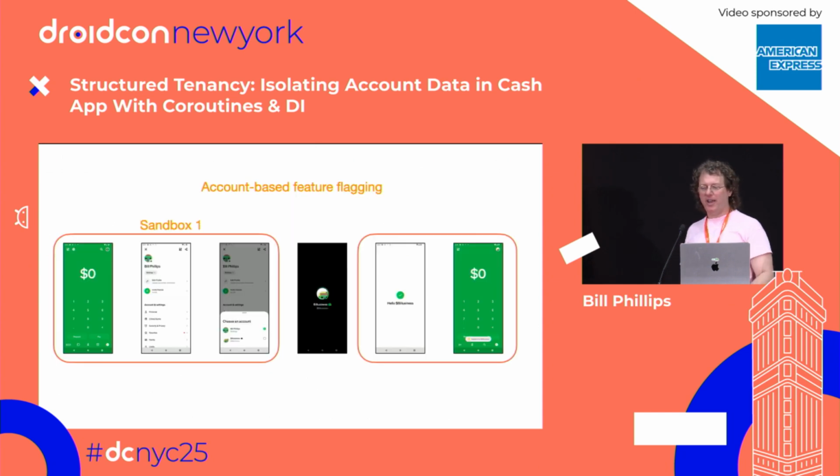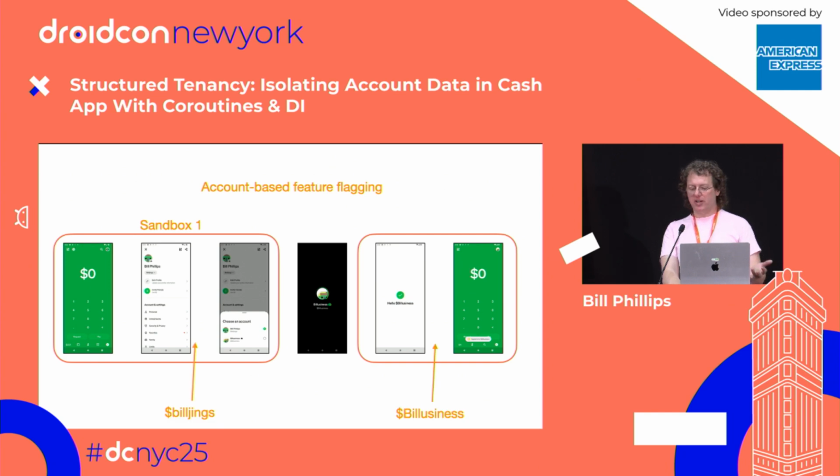And then the other problem that we had is that our most tested feature flagging solution is the one that's associated with account tokens. That's the one that everybody uses for their day-to-day feature development. And we can't use that.